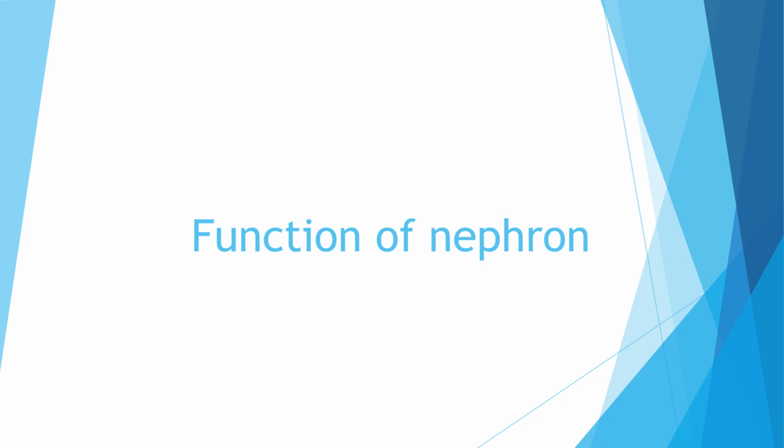In the previous topic we have studied the structure of nephron and the structure of kidney. Now we are going through the function of nephron, or simply you can say the function of kidney. You all know that the function of kidney is mainly the filtration of blood along with the production of urine. But in this video we will discuss how the filtration of blood takes place and how it results in the formation of urine.